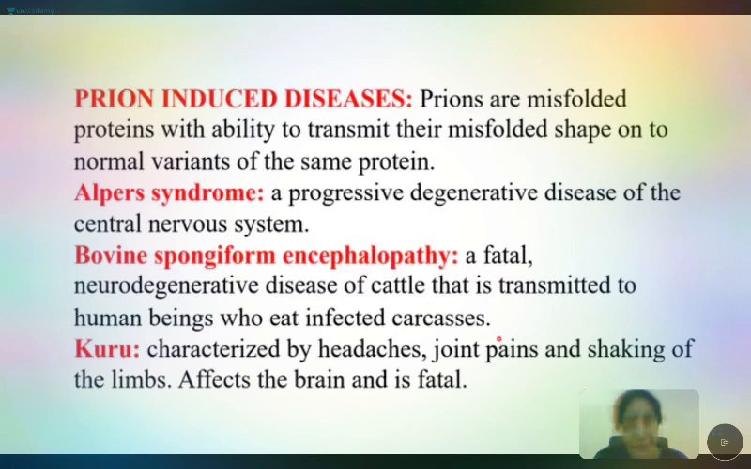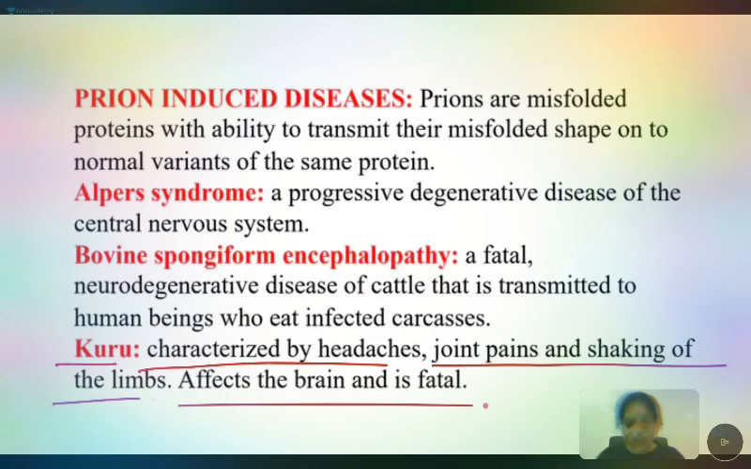One more such disease is Kuru, characterized by headache, joint pain, shaking of the limbs, affects the brain, and it is also fatal. These are the three examples of the diseases caused by prions. Clear for all of you? Alpers syndrome, bovine spongiform encephalitis, Kuru are the examples of diseases caused by prions.